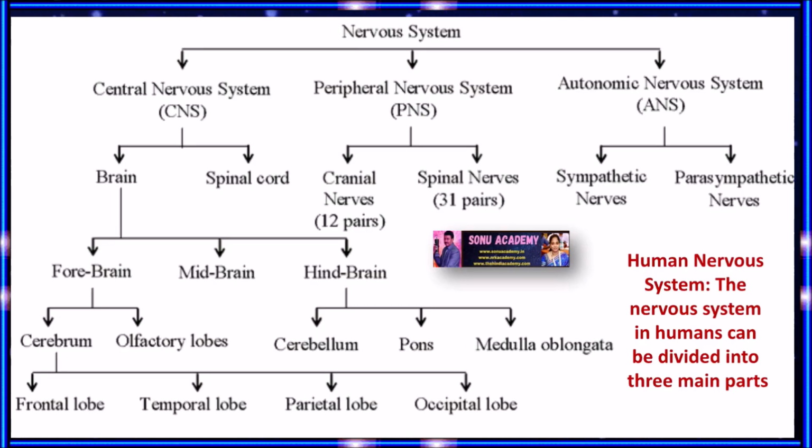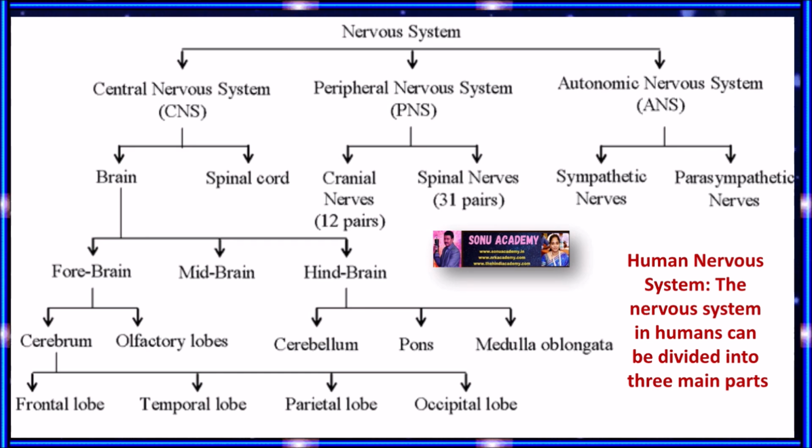Children, now let us discuss the skeletal structure of the nervous system. The human nervous system is mainly divided into three parts: central nervous system, peripheral nervous system, and autonomic nervous system. The central nervous system involves the brain and spinal cord. The main parts of the brain are forebrain, midbrain, and hindbrain. The forebrain is divided into two parts, cerebrum and olfactory lobes, and the hindbrain into three parts: cerebellum, pons, and medulla oblongata. The cerebrum is divided into frontal lobe, temporal lobe, parietal lobe, and occipital lobe.